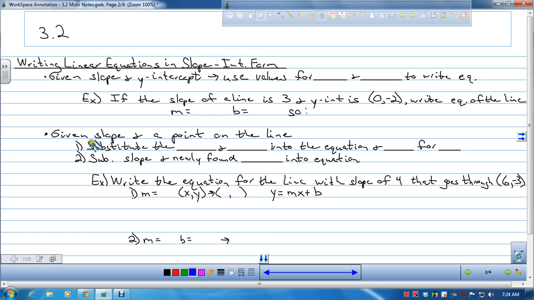We're going to talk a little bit about writing these linear equations now. First thing we need to take into account, given the slope and the y-intercept, we are going to simply use the values of slope and the y-intercept to write the equation. This is about as easy as it gets. So literally, if they give us this information, we simply need to plug it in. So if the slope of a line is 3 and the y-intercept is 0, -2, I want you to write the equation of the line.